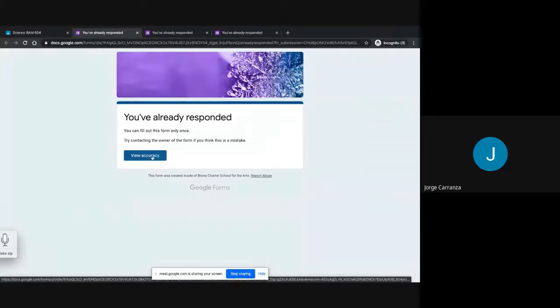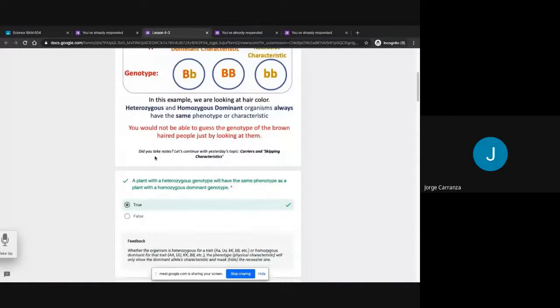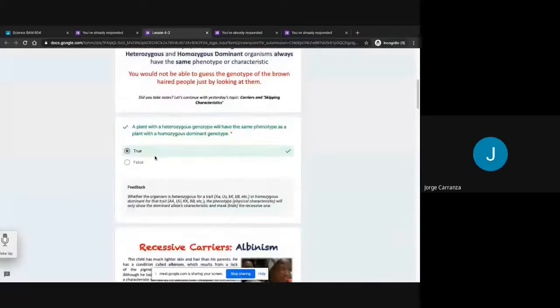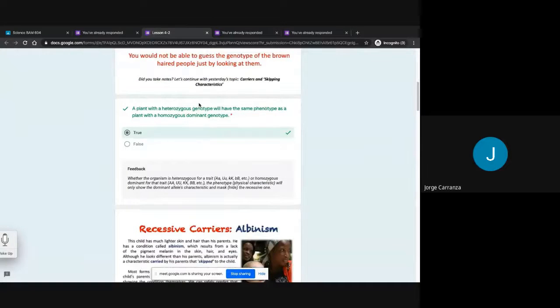It says view accuracy. When you click on it, you're able to see the lesson again, which a lot of you have been asking, and you're able to see also if you got the question right or wrong, and also the feedback. So this is just an explanation that we provide of why your answer is right, why your answer is wrong. It's basically an explanation of why this is the right answer, and why this answer is the wrong answer.